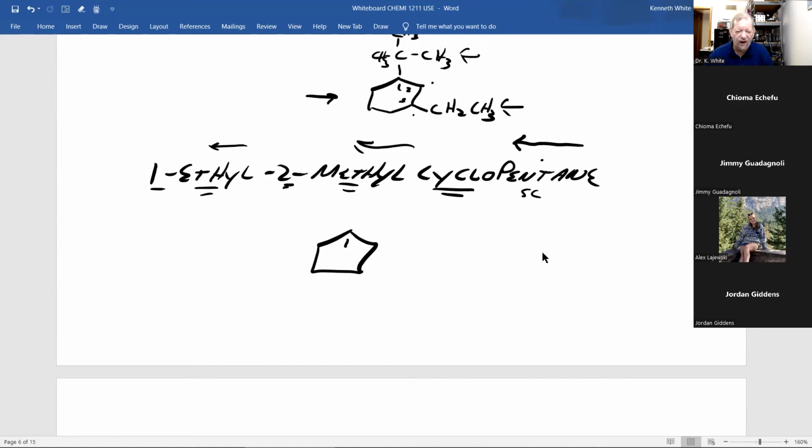So I'm going to call this 1 because most of you will do that. Ethyl, CH3, CH2. And this is carbon 2. You could number them the other way too, but most of you won't. Methyl group, CH3. And that's how you do it. Remember, start from the right, move to the left. Pentane, 5 carbons. Cyclopentane, a ring with 5 carbons, 5-sided. Methyl group on carbon 2, ethyl group on carbon 1. And that's how you do it.